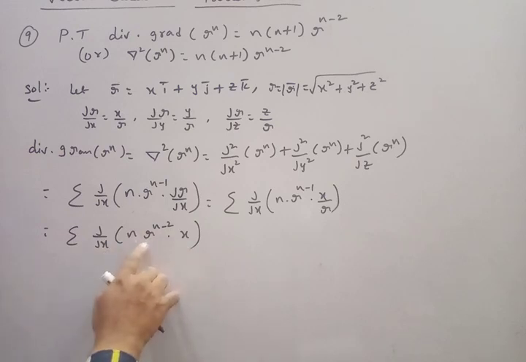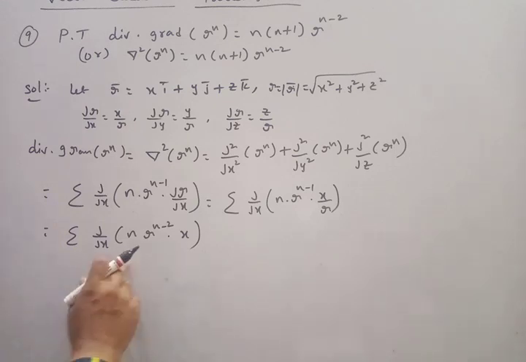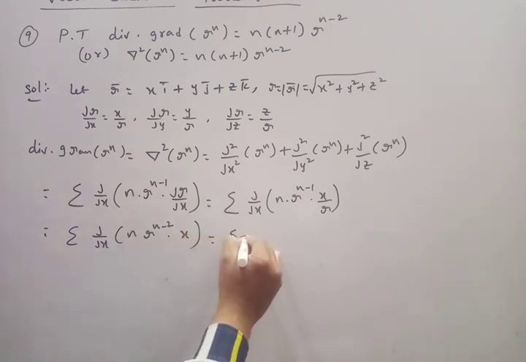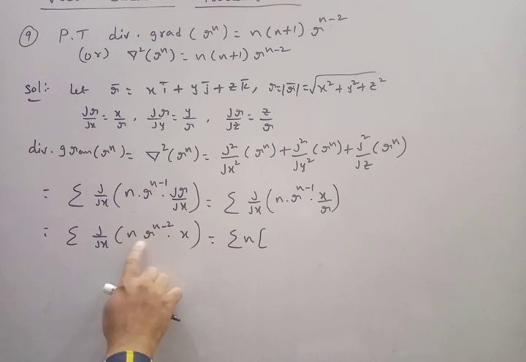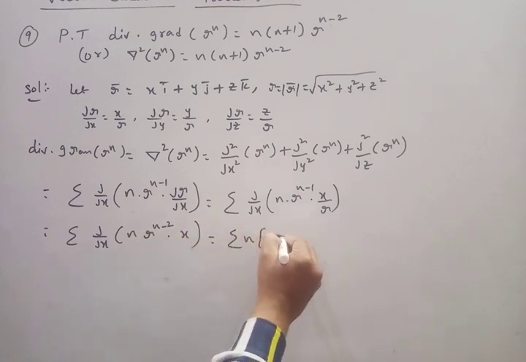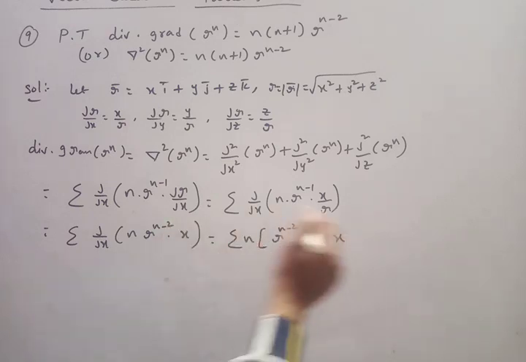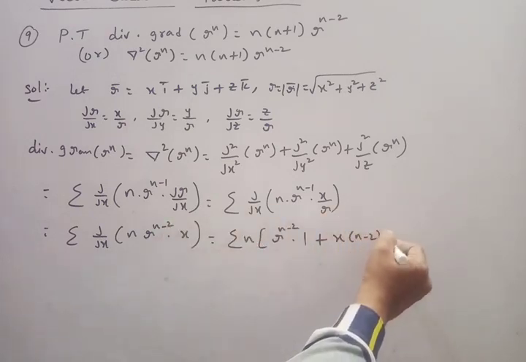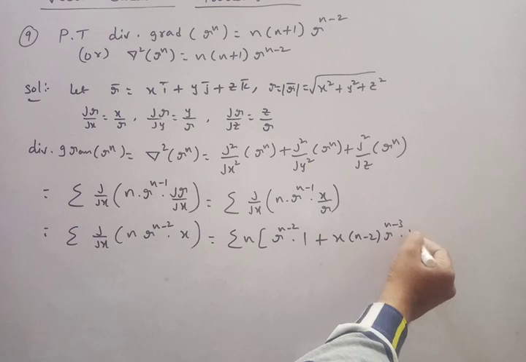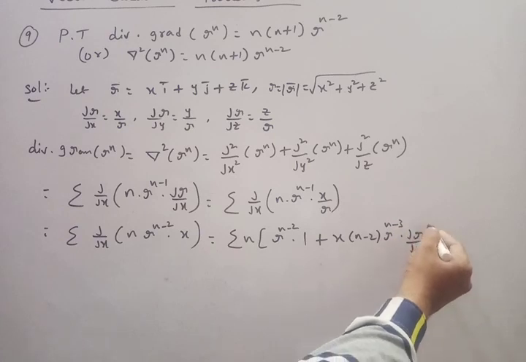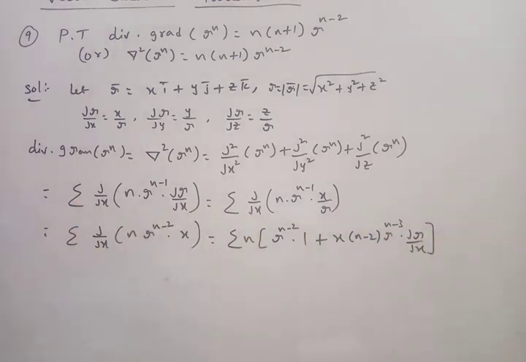One more time you have to differentiate by the UV method, it will come. So n we can keep outside. So by the UV method, sigma n will come out, n into r power n minus 2 times the differentiation of x, 1, plus x into r power n minus 2 differentiated, n minus 2 r power n minus 3 dou r by dou x.